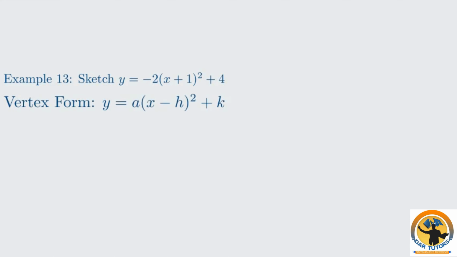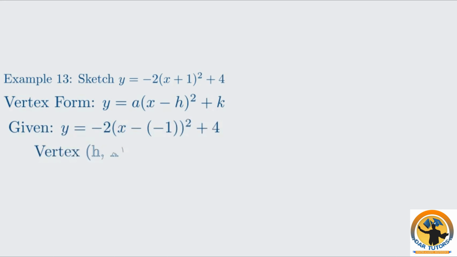Now let's sketch a parabola using its vertex form. Sketch the graph of y equals negative 2 times the quantity x plus 1 squared plus 4. This function is in vertex form, y equals a times the quantity x minus h squared plus k. This form directly gives us the vertex. Comparing the forms, we see that h is -1 and k is 4, so the vertex is at the point (-1, 4). The axis of symmetry is the vertical line passing through the vertex. So the axis of symmetry is the line x equals -1.